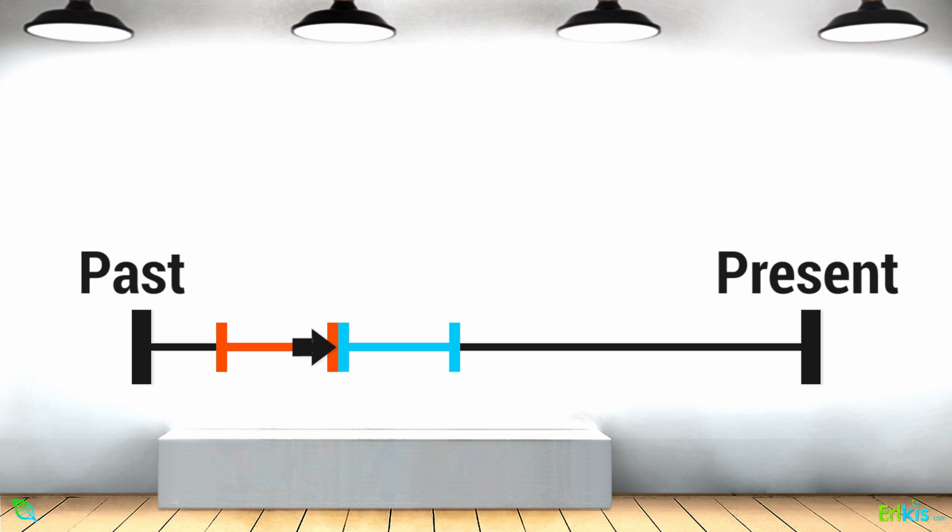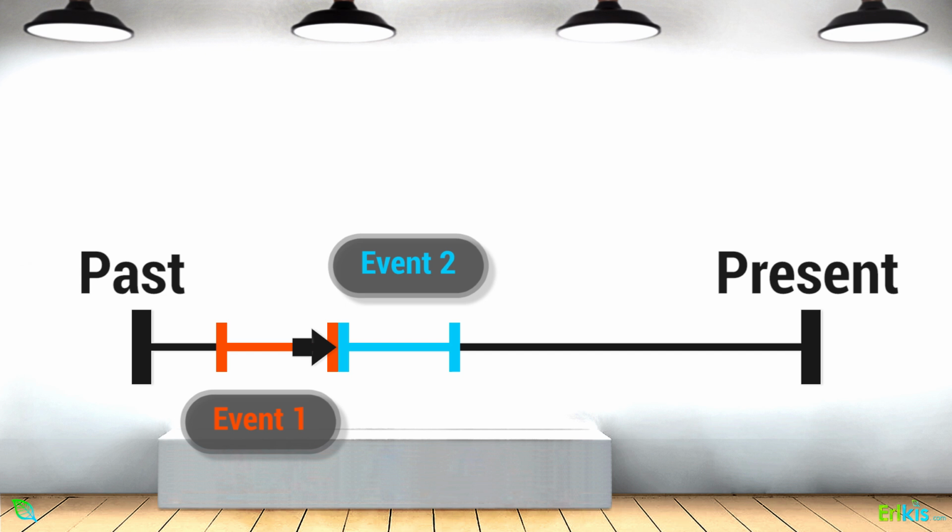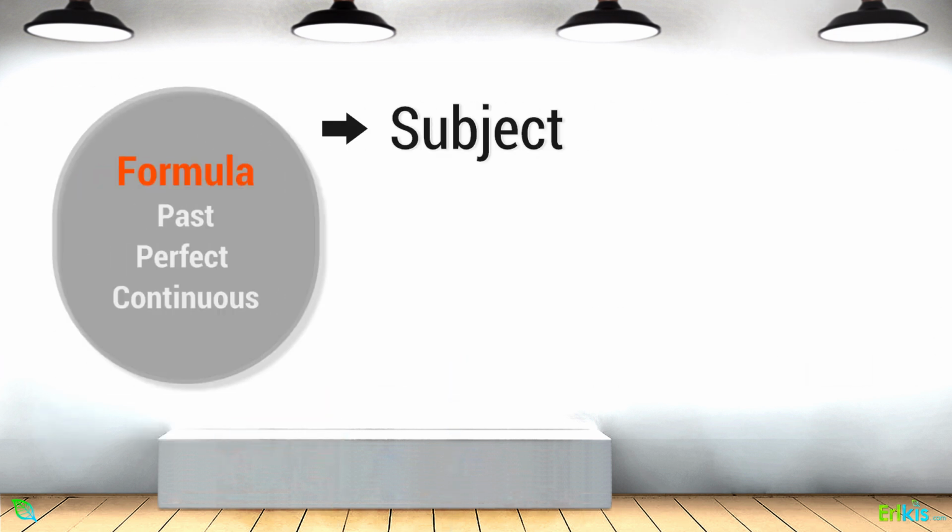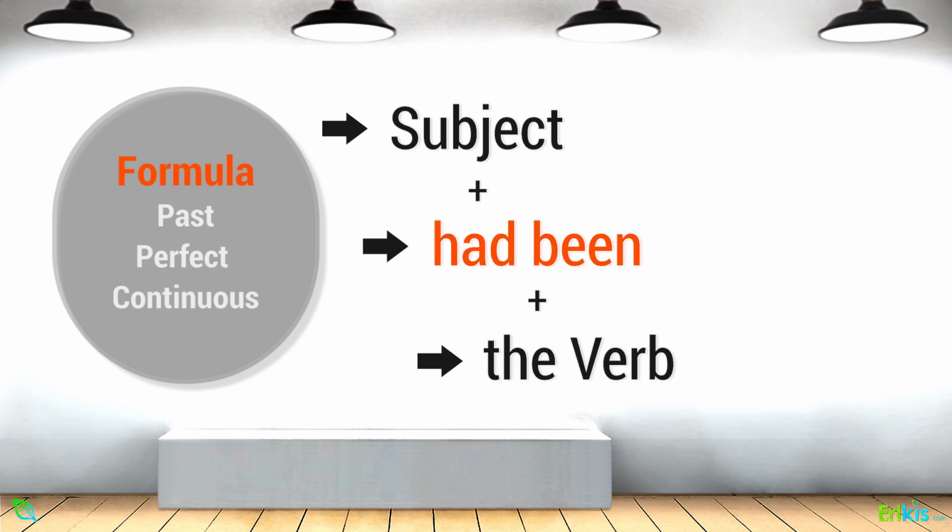There needs to have been at least two events in the past, and we need to make perfectly clear which event came first. Looking at the form, we start with the subject plus had plus been plus the verb and ing.